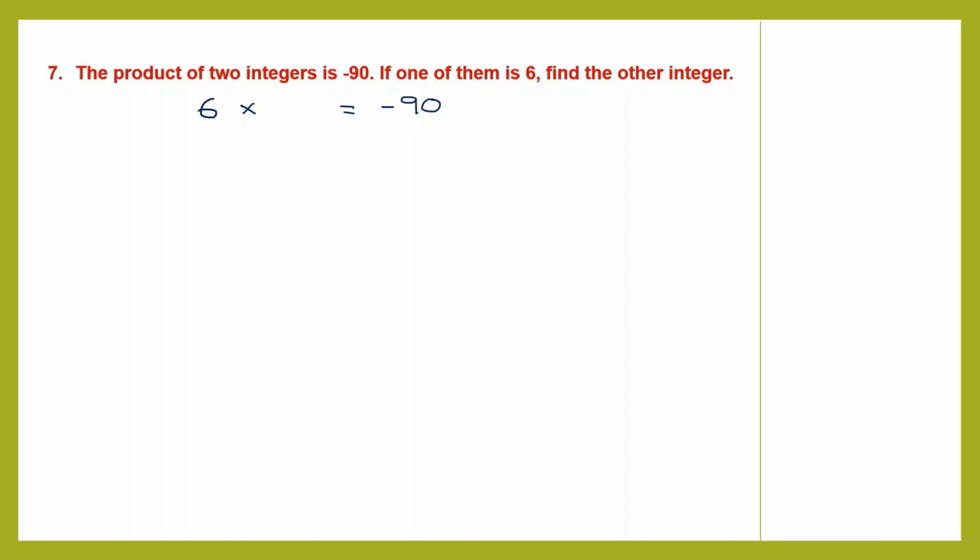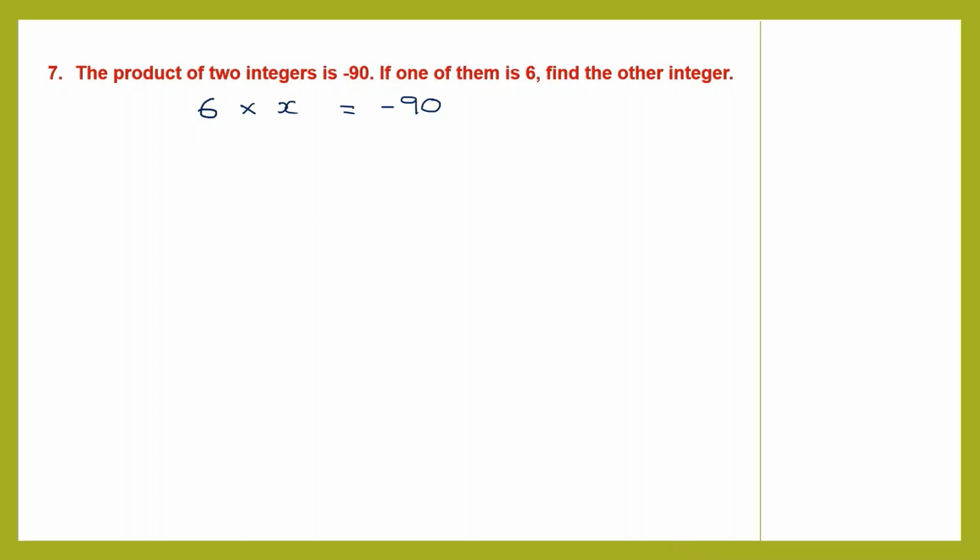Now, the other integer, we don't know what it is. We need to find out. So let's call it x. So 6 into x is equal to minus 90. Now, this is in the form of an equation, a linear equation that you studied last year, telling us that the left-hand side is equal to the right-hand side. So here now we need to find the value of x. To find the value of x, we have to leave only x here and remove 6 from here.